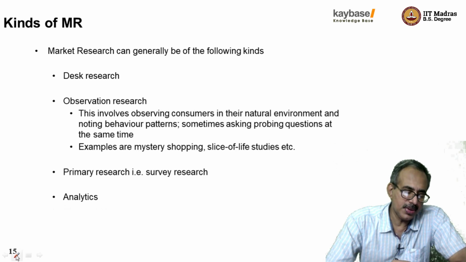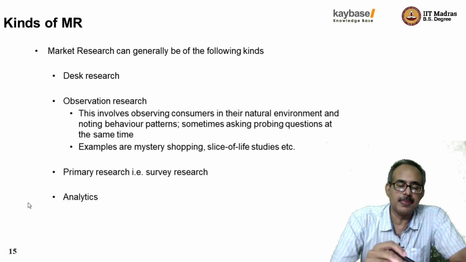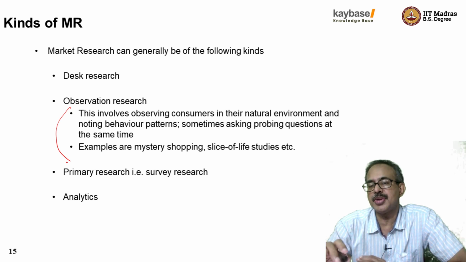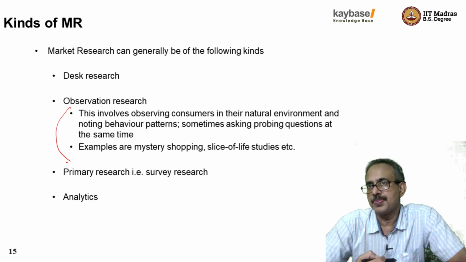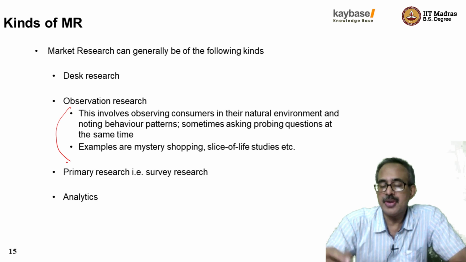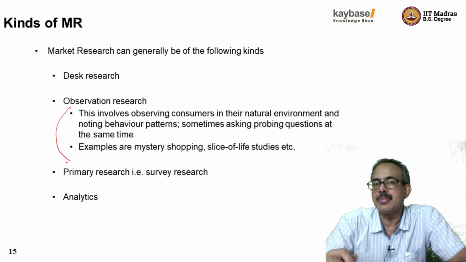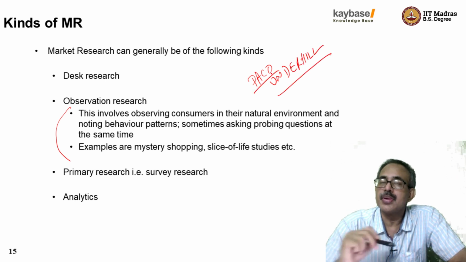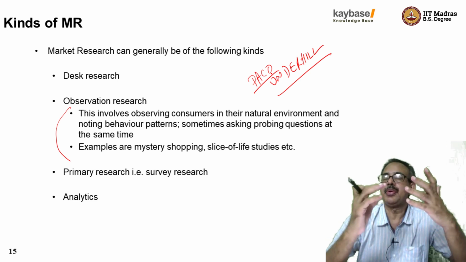So the next thing we are talking about is observation research. Now, this is difficult research. It requires a very high degree of skill. It involves observing consumers in their real life environment. Right? There's a very famous set of books about how people buy in malls. It is written by an author called Paco Underhill. What he did is he observed people in malls.